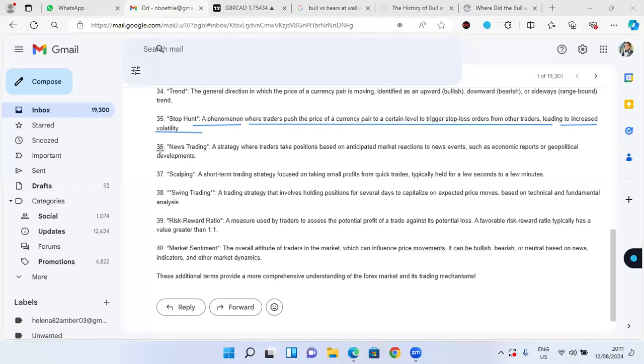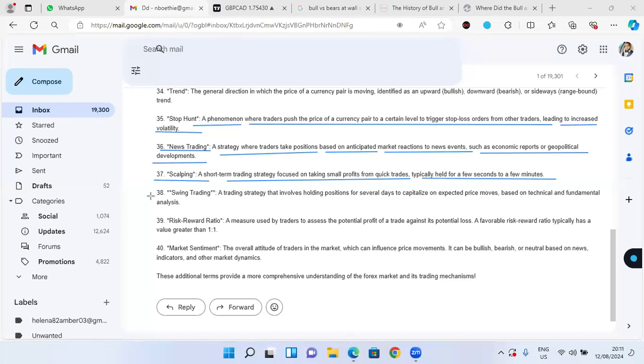Okay. News trading is more fundamental, a strategy where traders take positions based on anticipated market reaction to news events such as economic reports or geopolitical developments. Scalping is a short-term trading strategy focused on taking profits from quick trades. You go in the market, and maybe after 5 minutes you jump out and take your profit fast. You don't want to stay for long in the market. That is scalping, okay? It typically holds for a few seconds or a few minutes.